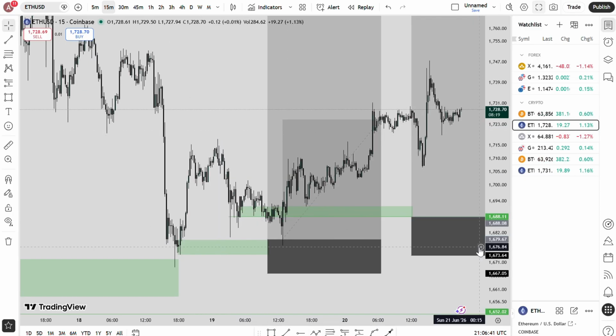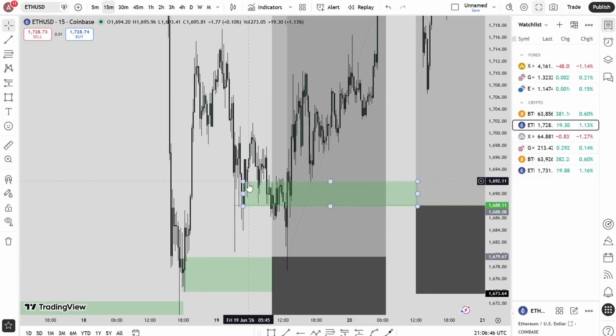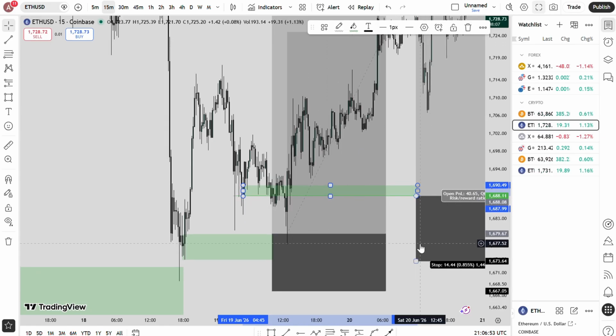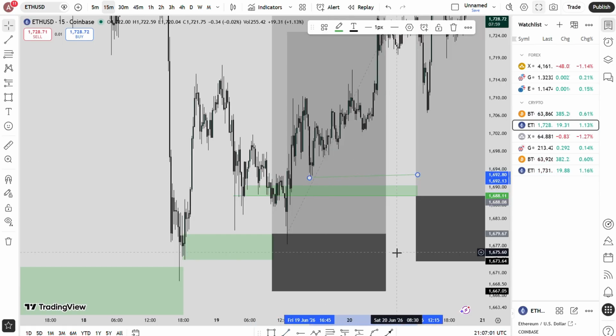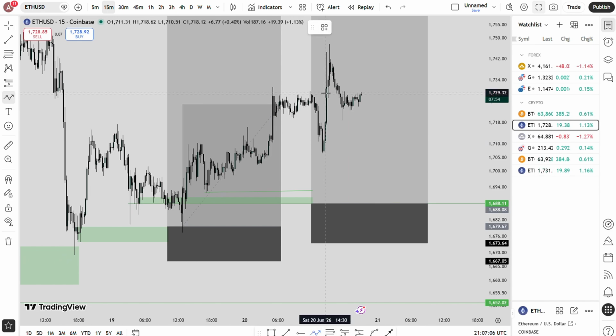I'm using the body of the candle actually. I didn't mark everything. See it? And where can I find my liquidity? This is my liquidity here. You see? So I'm expecting price to do something like this. Price doesn't come down, so price is just trying to sell. So expecting price to do something like this.